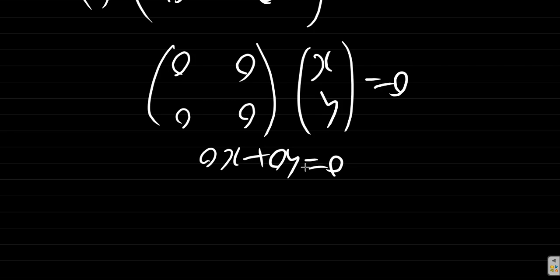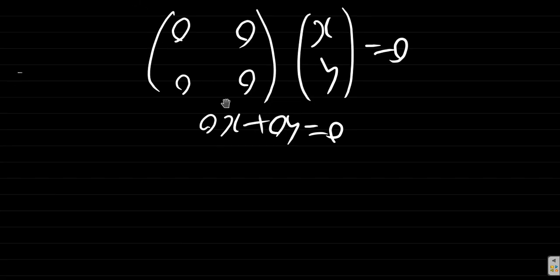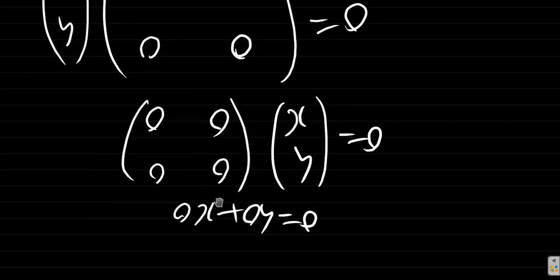Now, here, it means that 0x is equal to 0y. Now, x and y, what is this suggesting? That they can be anything, but they are equal. But it seems like x and y are 0.